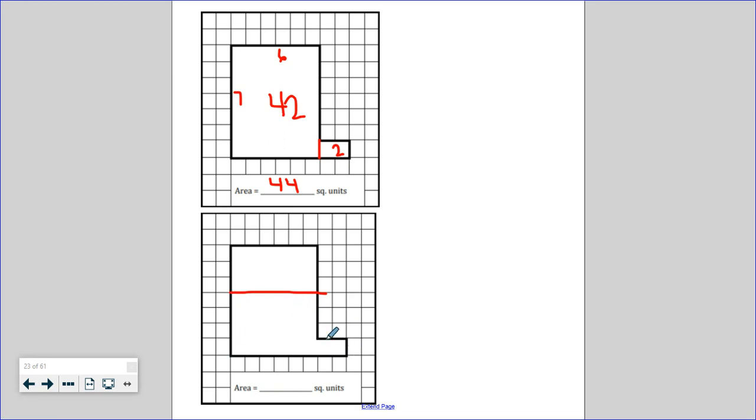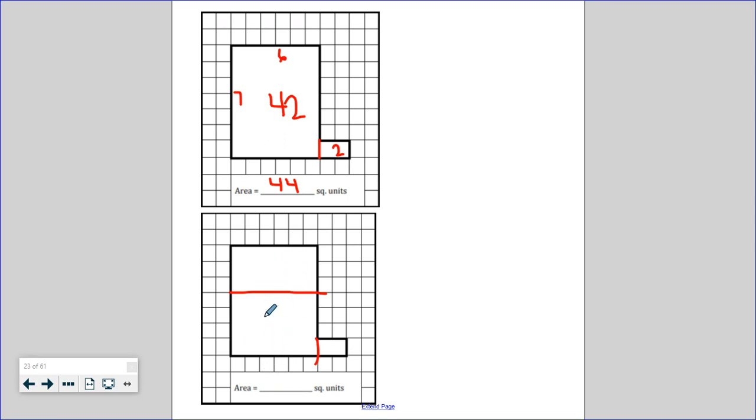Look, this has 1, 2, 3, 4, 5, 6 sides. Did I count that right? I think I did. 1, 2, 3, 4, 5. Yep, 6 sides. And we cannot find the area of a hexagon by doing length times width. Only rectangles. If I went like this and I partitioned it into 3 rectangles, then could I do that? Yes. But then I would have to find the area of this one, the area of this one, the area of this one, and add it all together.